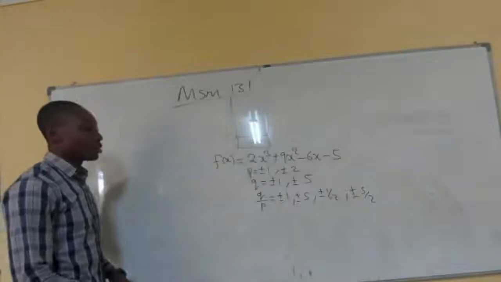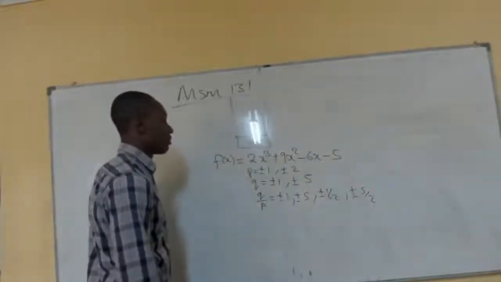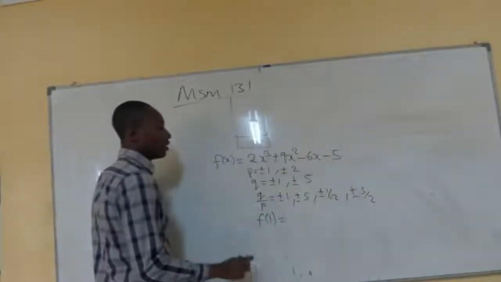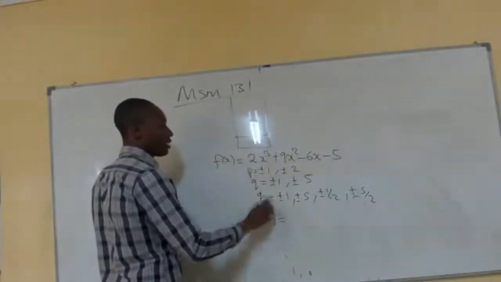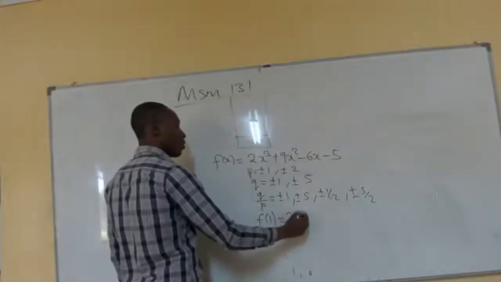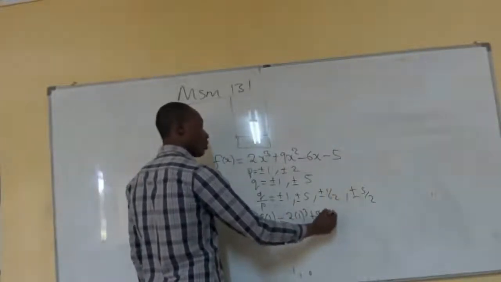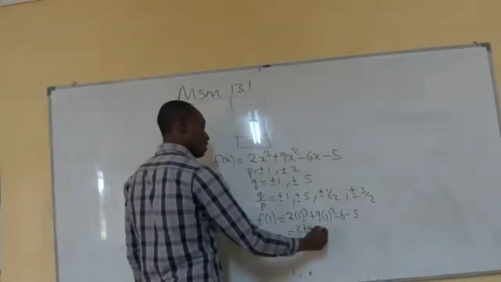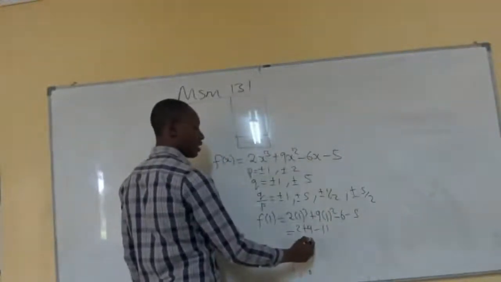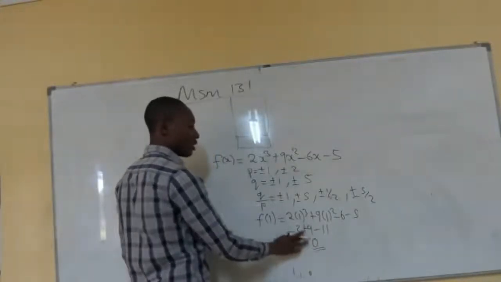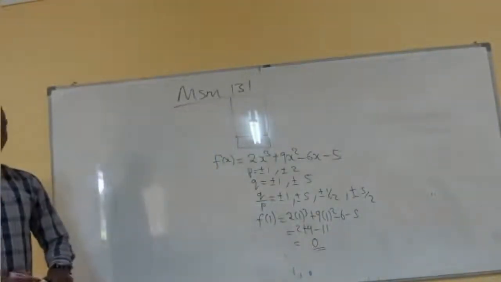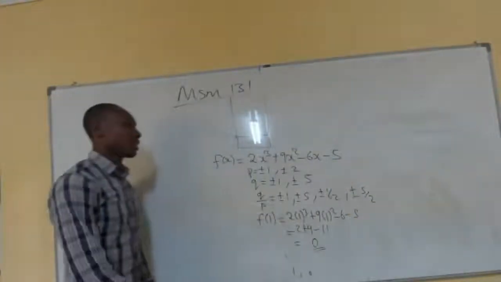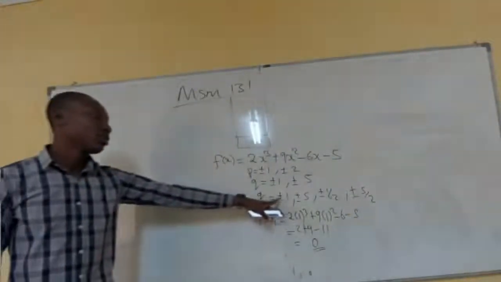So let's maybe try the first one. If we put, let's say positive 1, what is f of positive 1? So f of positive 1 can be found as 2 times 1 cubed plus 9 times 1 squared minus 6 minus 5. Okay, so this is 2 plus 9 minus 11. So this is actually 0. Alright, so you see that you've picked one of the factors from there. So the factor that we're dealing with is 1.